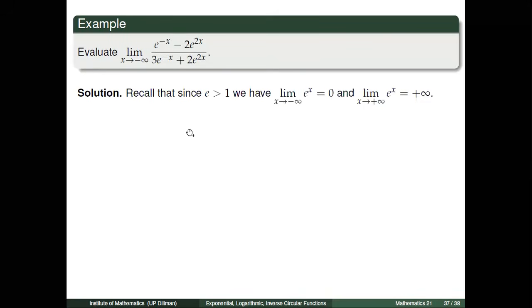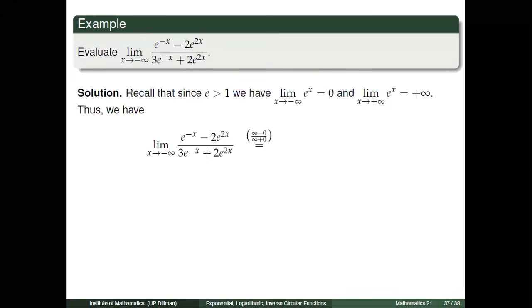Now, going back to the limit that we are computing, note that negative x approaches positive infinity as x approaches negative infinity, so that these terms approach positive infinity. Meanwhile, 2x approaches negative infinity, so that these terms approach 0. Okay, so we have something of the form infinity minus 0 over infinity plus 0, or infinity over infinity.